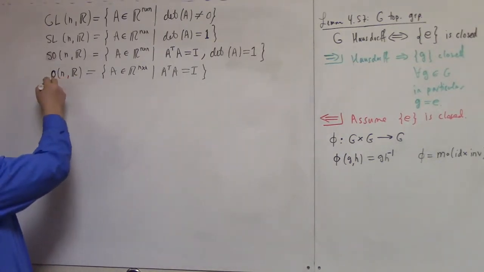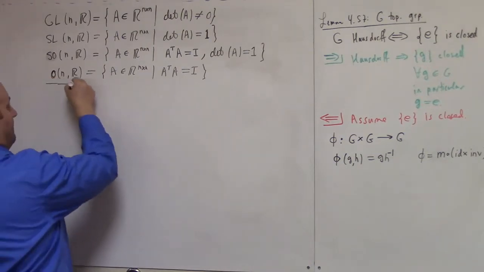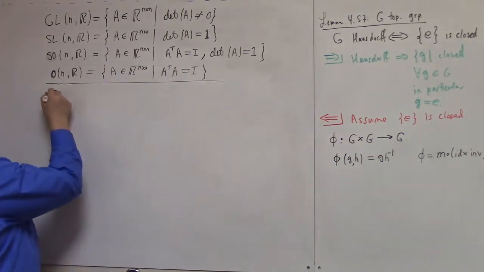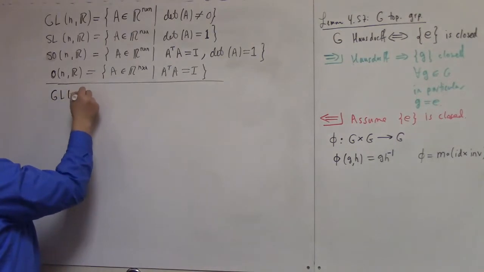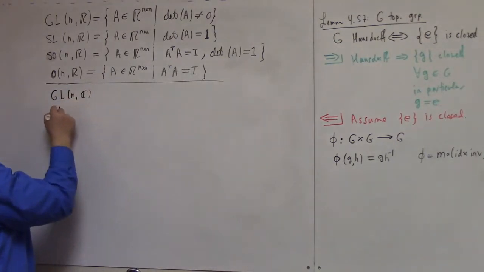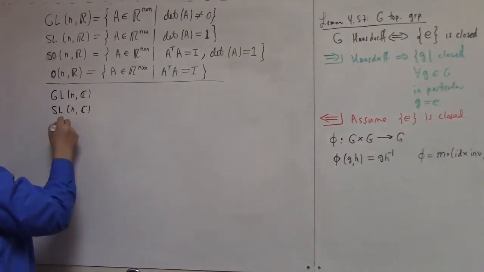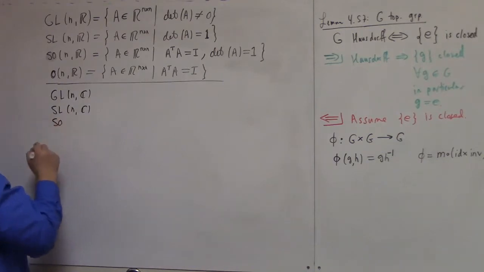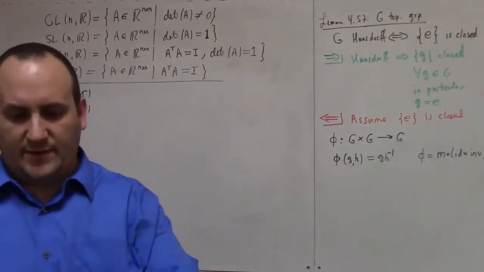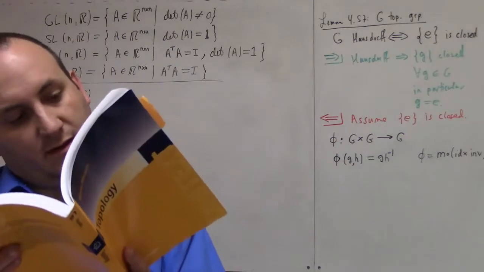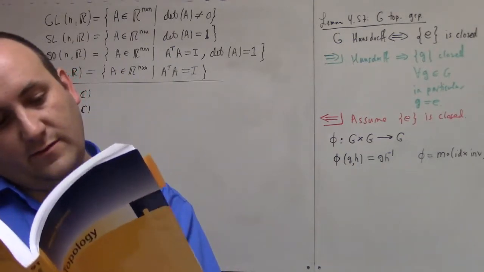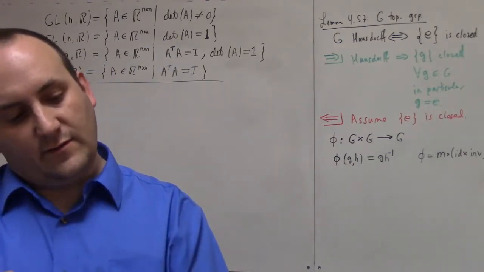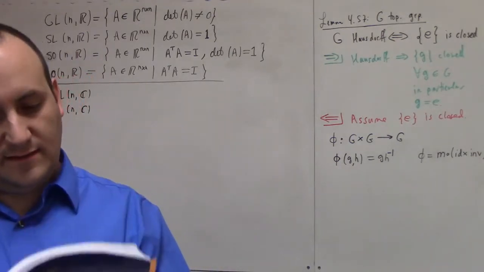And then you can do the same as these, right? You can talk about GL(n, C). You can talk about SL(n, C). You can talk about SO. Oh, wait a minute, no, we don't talk about that. We talk about SU(n, C). Well, he talks about U(n, C).